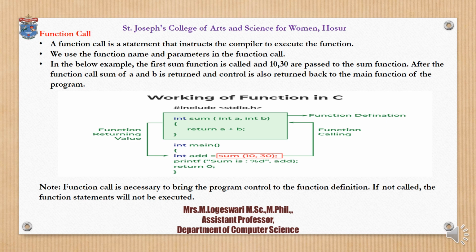Function call. A function call is a statement that instructs the compiler to execute the function of the program. We use the function name and parameters in the function call. In the below example, first the sum function is called and the values 10 and 30 are passed to the sum function. After the function call, the sum of a and b is returned and control is also returned back to the main function of the program. So a function call is necessary to bring the program control to the function definition. If it is not called, the function statements will not be executed.